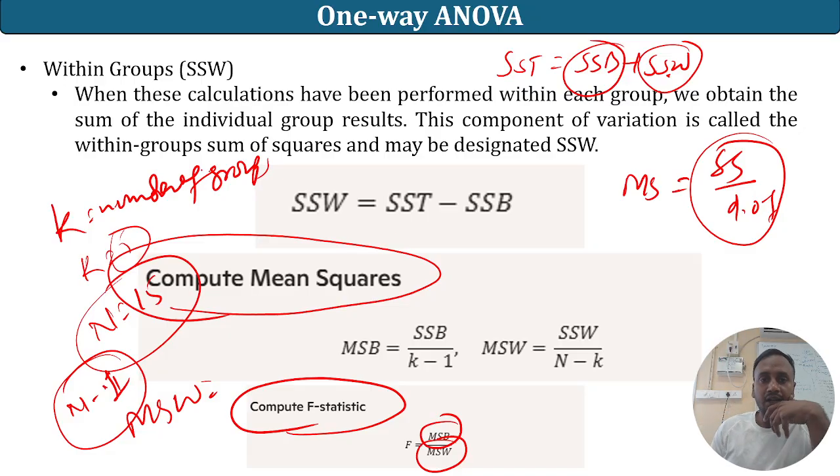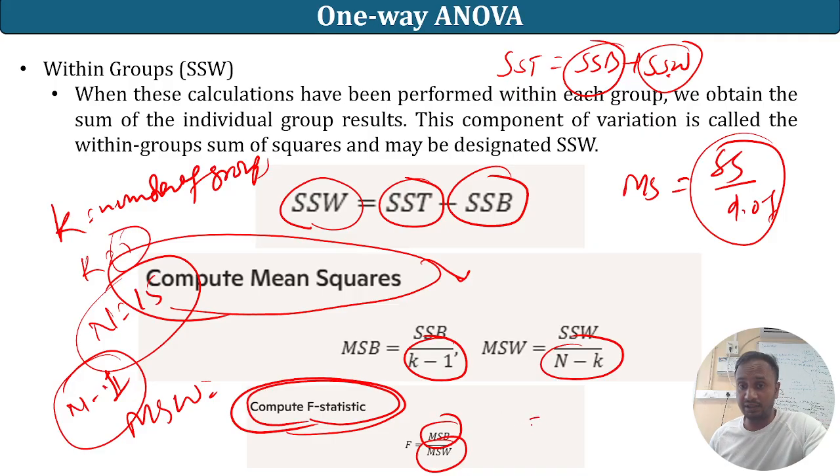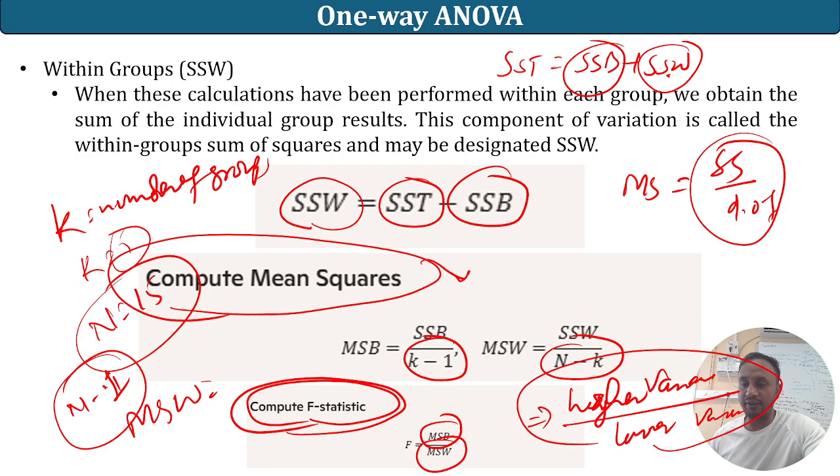What we have done, we have calculated the SST with the formula, then SSB with the formula, then we got the SSW. After that, we have to divide by the degrees of freedom corresponding to the between and the within. And the F statistic, in the F test we checked the higher variance upon the lower variance, when we were having two groups or samples in the last session.